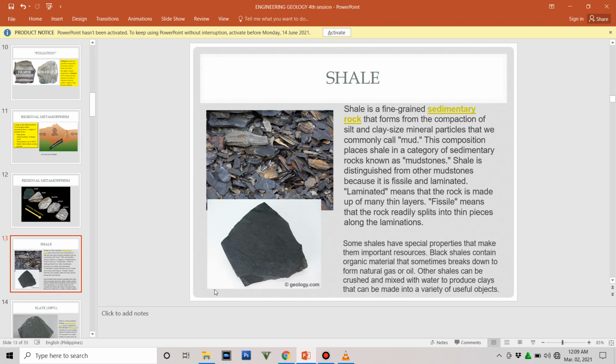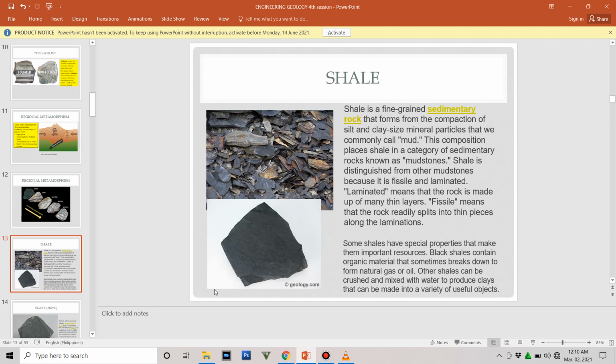Okay, so this composition places shale in a category of sedimentary rock known as mudstones. Okay, so it is distinguished from other mudstones because it is fissile and laminated. So laminated means that the rock is made up of many thin layers. So fissile means that the rock readily splits into thin pieces along lamination.